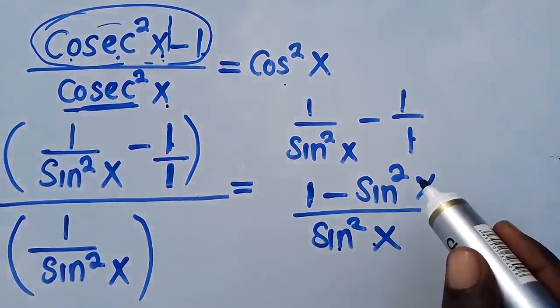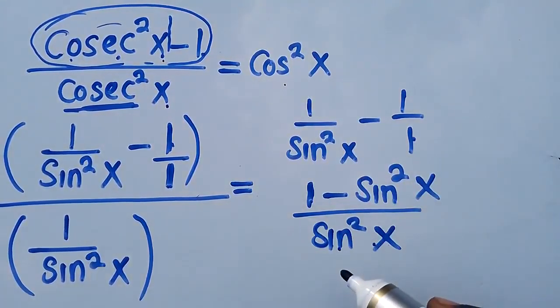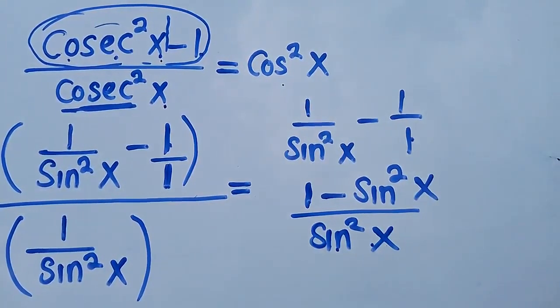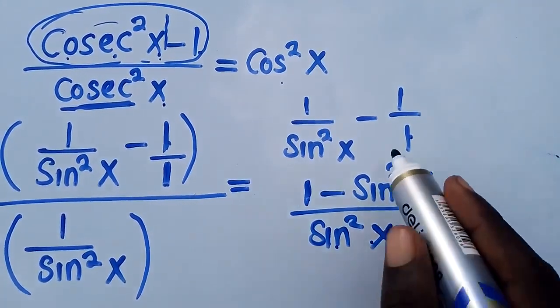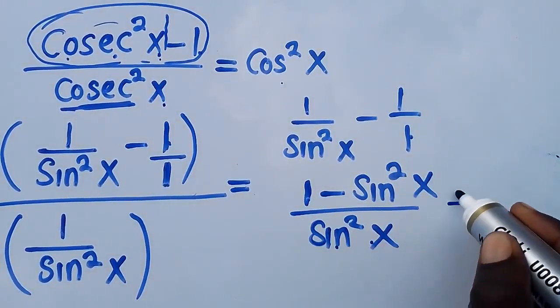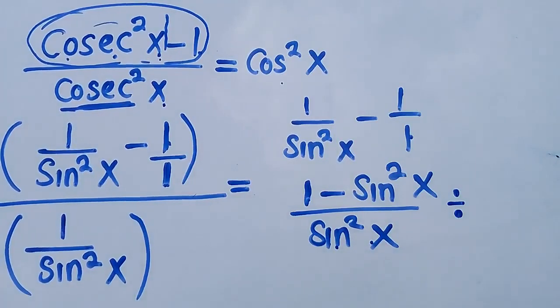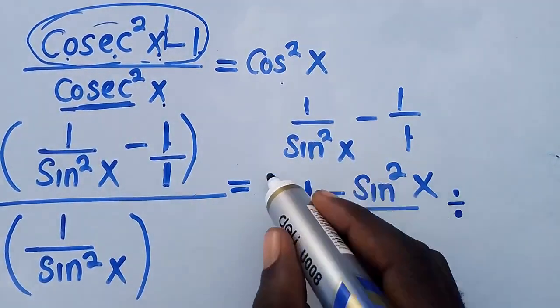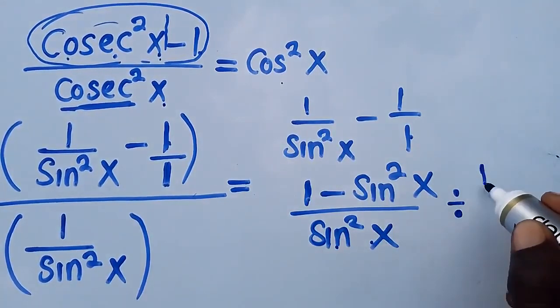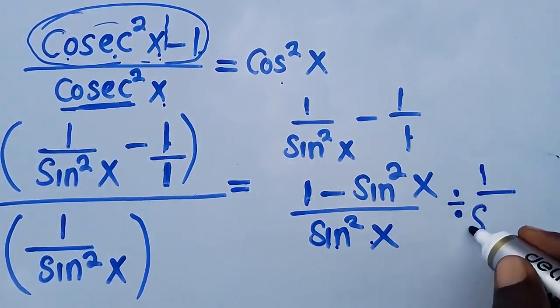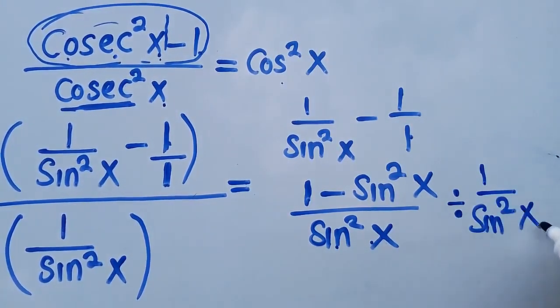So we have expressed that as a single fraction. Then that single fraction is being divided by this. So this same answer here, we divide it by what? We've got 1 over sine squared x, like this.